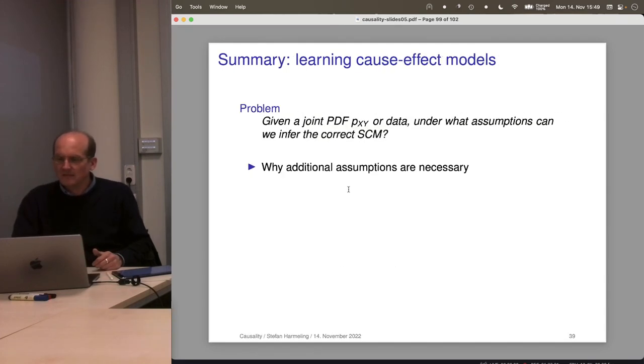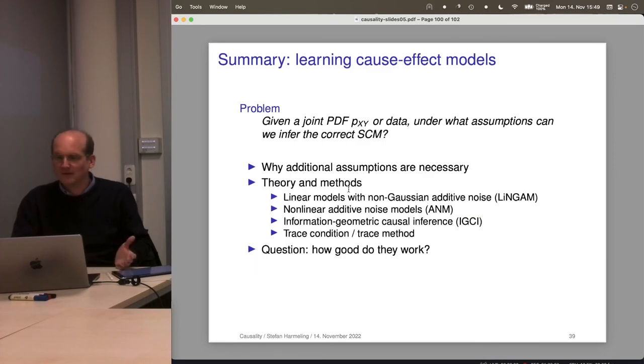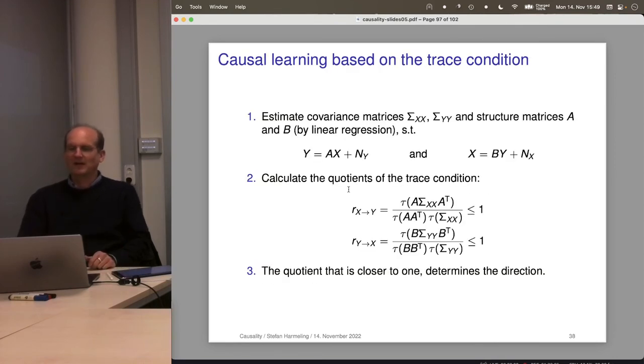Okay, so this is the end. Just one more slide with content. Here's the algorithm for how to do it practically. You estimate both covariance matrices, these so-called structure matrices A and B. Then you calculate the quotient and compare whether it is equal to one or not. If the trace condition is fulfilled, the quotient is equal to one. You pick the direction closer to one, where the trace condition is fulfilled more, and you say that is the true direction.